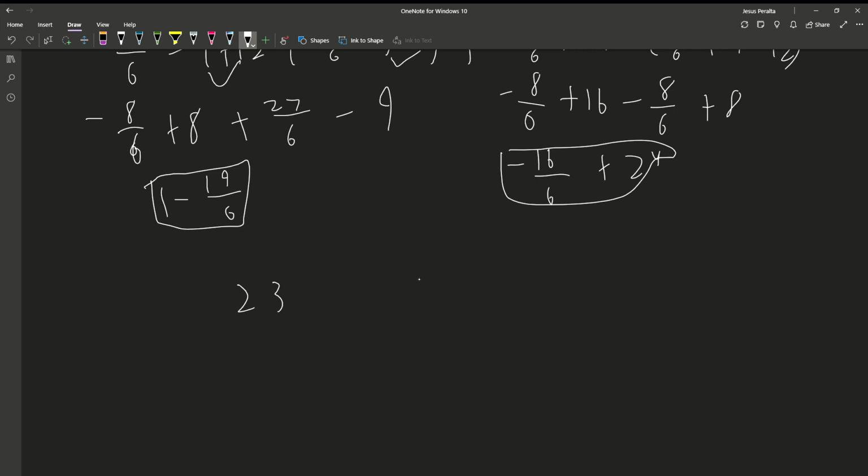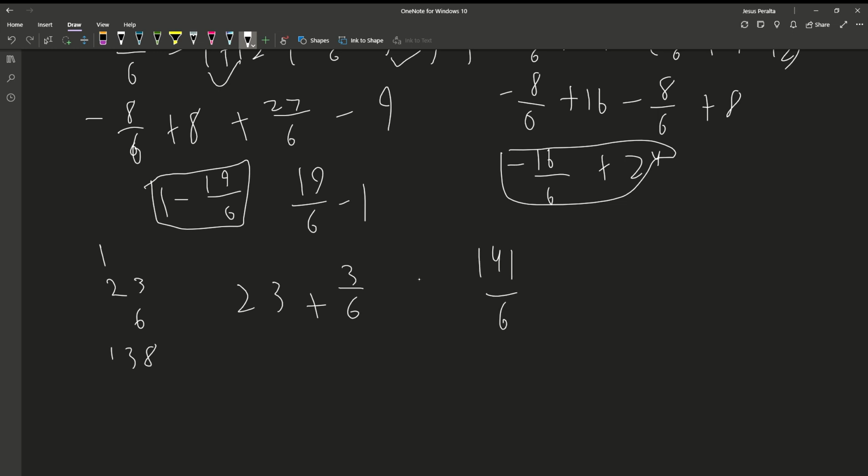I'm just noticing something. I kind of wrote this wrong. This should be 19 over 6 minus 1. There we go. So then afterward, we would have plus 3 over 6. 23 times 6, that'd be 138, 138 plus 3 is 141, 141 over 6.